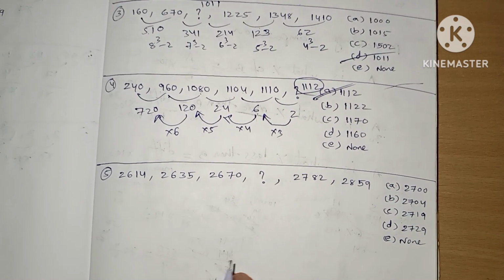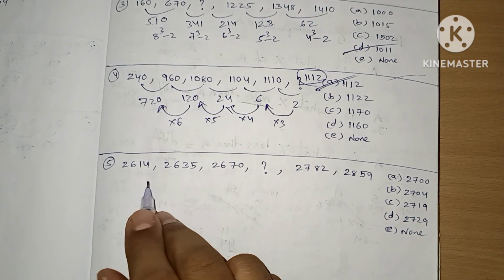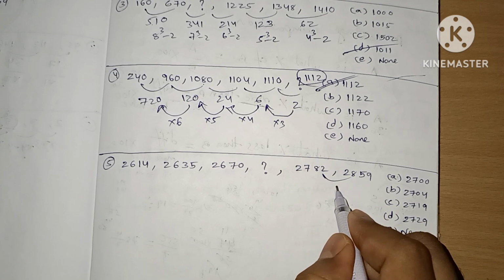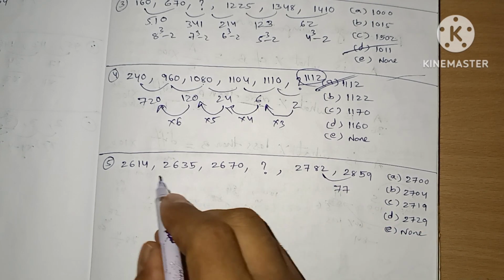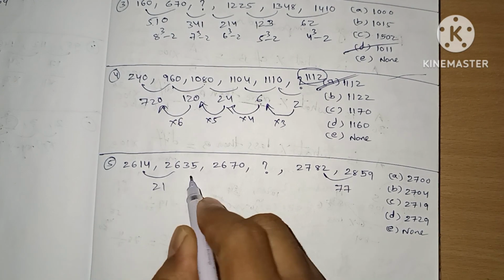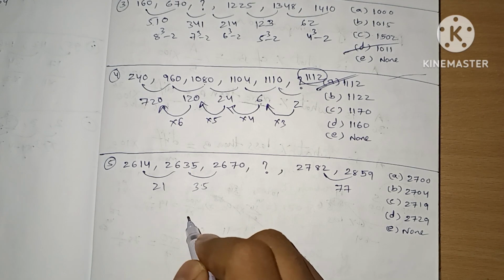Next one, fifth question. Here there is no big differences in the numbers, so we'll go with the differences. Here the difference is 77. Here the difference is 21. Here the difference is 5 and 3, 35.